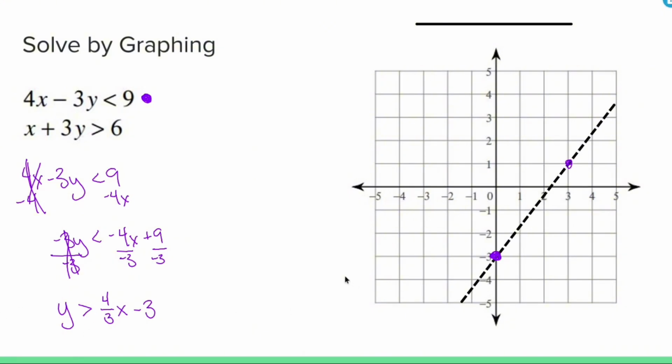All right, so anyway, y is greater than, dashed line. That's not all. We also have to shade a specific side. So we are going to shade above the line because this is greater than. So this is me shading above the line.